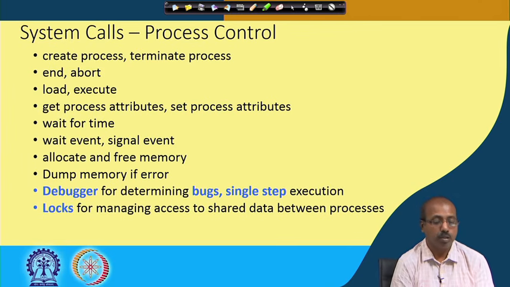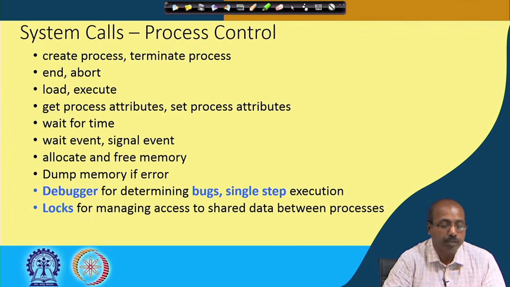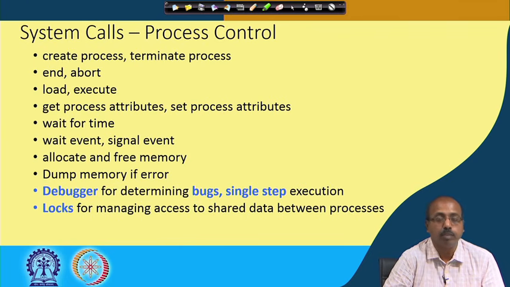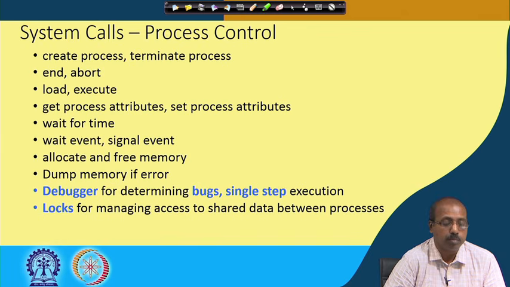Then some process may like to wait for some time, that between two operations it wants to introduce some delay. So, it wants to wait for some time. When that time is over, the process should be informed, and the process will resume its execution from that point. Then there is wait for event or signal event.